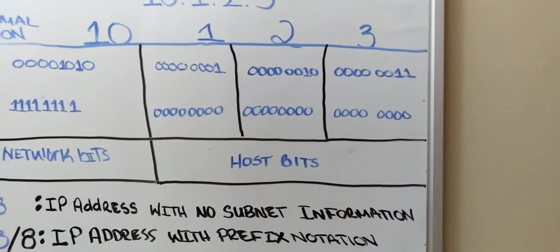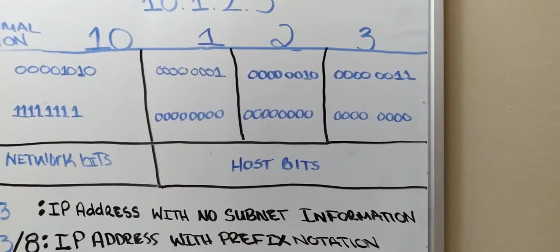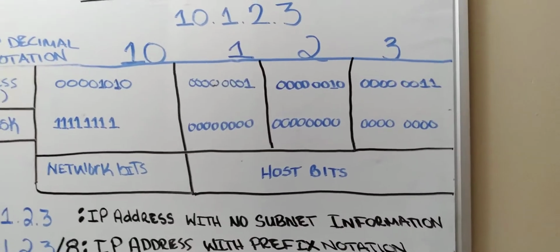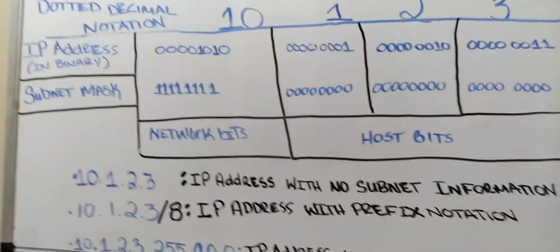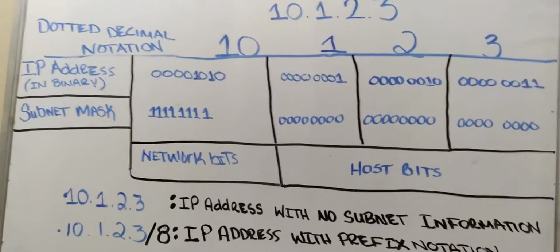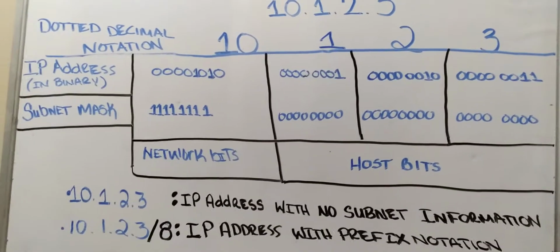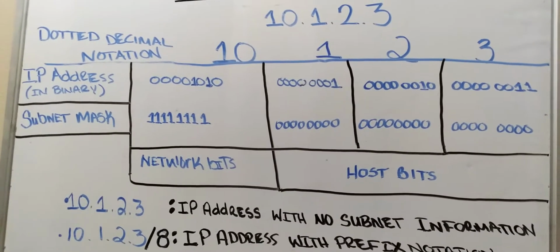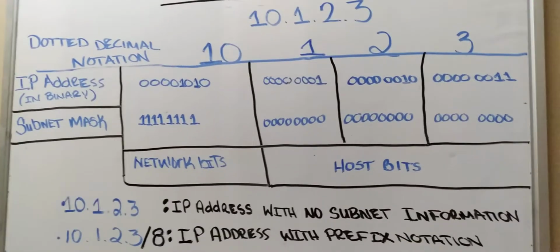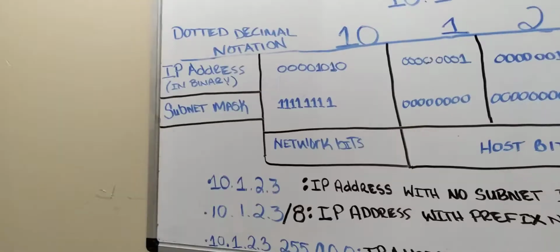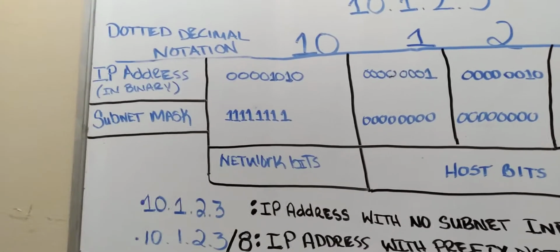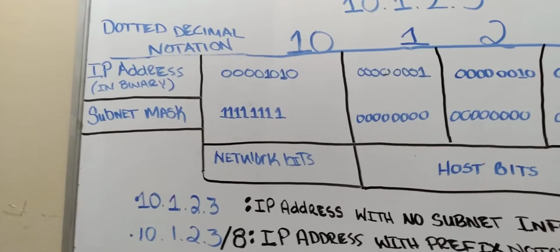And don't be concerned if you're uncertain how we took a 10 and converted it into 0000 and then 1010. We'll get to that shortly. Basically, we need the subnet mask to separate the network from the host, and there are a few ways to write this.